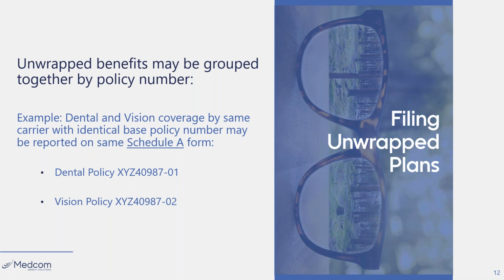And there is one saving grace there, where if you have unwrapped benefits, they could be grouped together by policy number. So let's take the example we have here. You have dental and vision coverage by the same carrier with an identical base policy number. Well, those can be grouped together. So you could have a singular Schedule A for your dental and vision, because as you can see here, they're from the same policy. But generally, when looking at unwrapped plan benefits, you'd have to actually file each one separately.